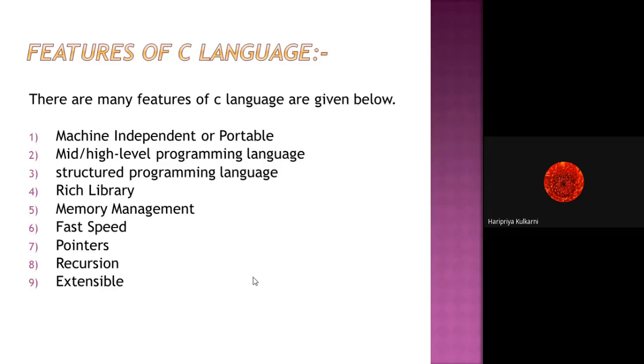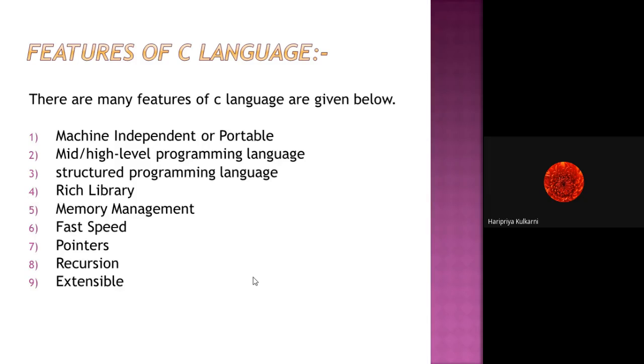So that there will be clear understanding. First is machine independent or portable. Machine independent means there are compilers inside the machine. So it is a high-level statement, not dependent on the machine. If you have installed C, you can operate it anywhere. It is not machine dependent.